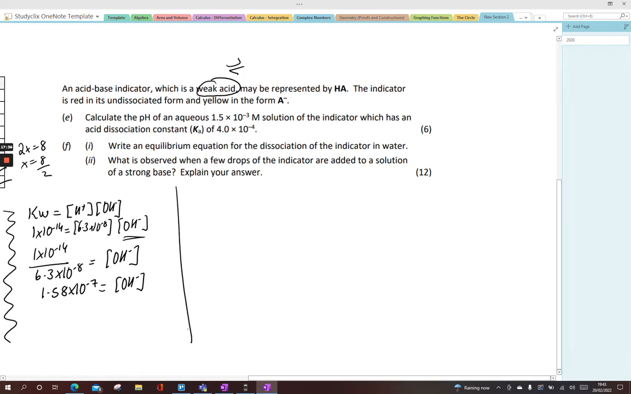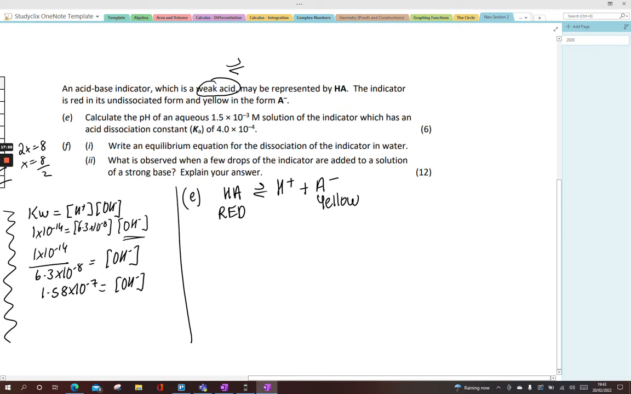So what we've got here, I've got my acid base indicator. It's a weak acid, so it's going to dissociate into hydrogen ions, H plus. What are we left with? A minus. And it's red in its undissociated form, and it's yellow in its dissociated form.